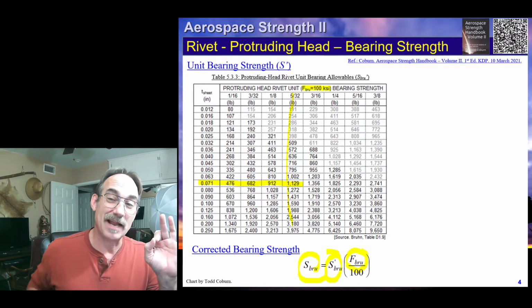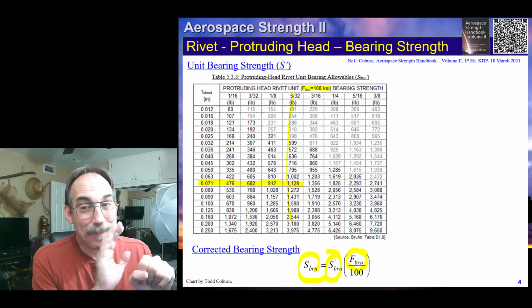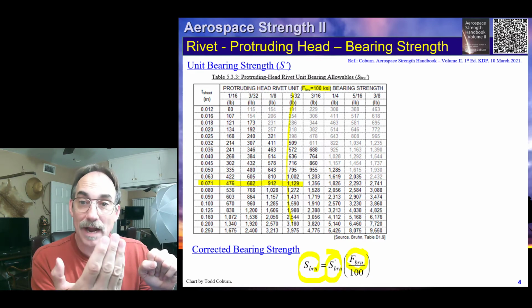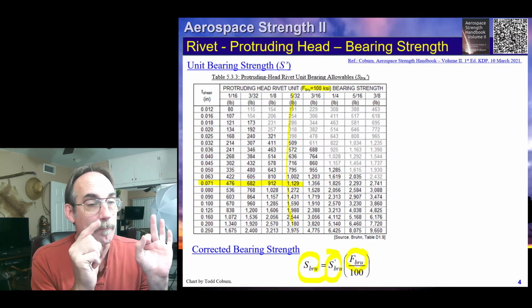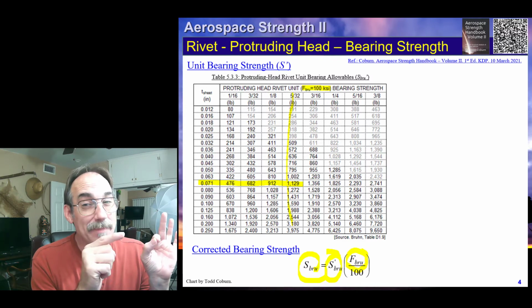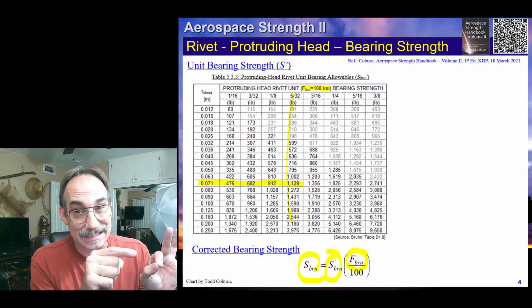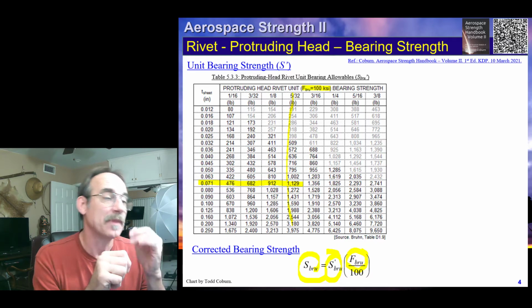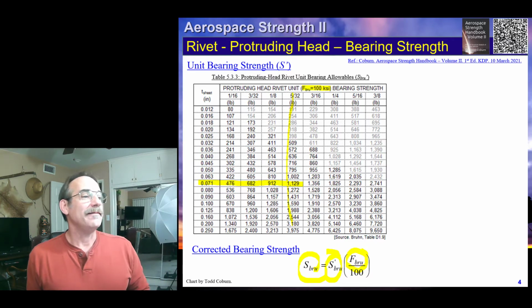So for shear strength, we need a basic value that we are going to correct as needed, and for bearing, we will get a unit bearing allowable that we will correct as needed. Got it? All right, that's how it's done.